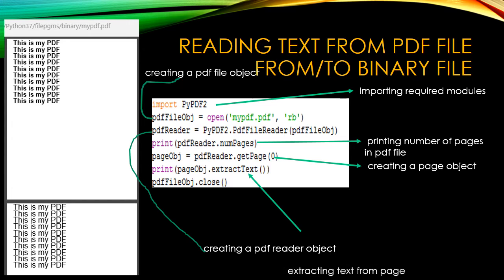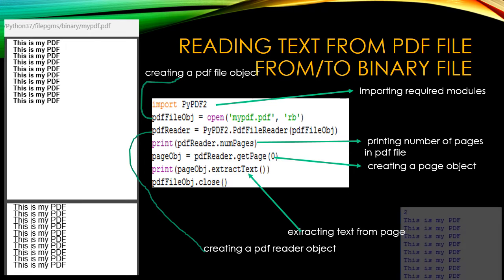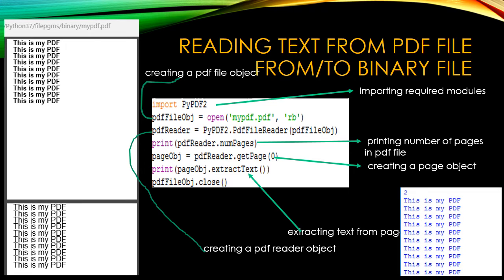Using the extract text method, we are going to read the text from that particular page. Here the page object points to get page of 0, so we are going to read the content from the first page.